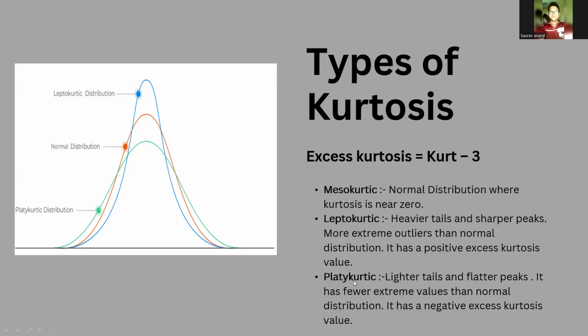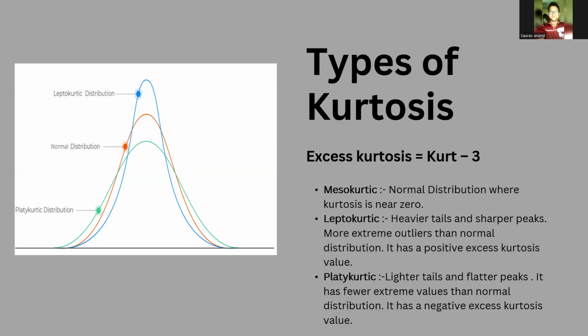Then we have the platykurtic. Platykurtic is the diagram in the green color. It shows lighter tails and flatter peaks. You can see here the peak is much flatter, or we can say broader. So it has very few extreme values, fewer than the normal distribution. It has a negative excess kurtosis value, which means the kurtosis minus 3 will be less than 0, or the value of the kurtosis will be less than 3. The platykurtic distribution is basically talking about a more uniform distribution, data which is more stable.